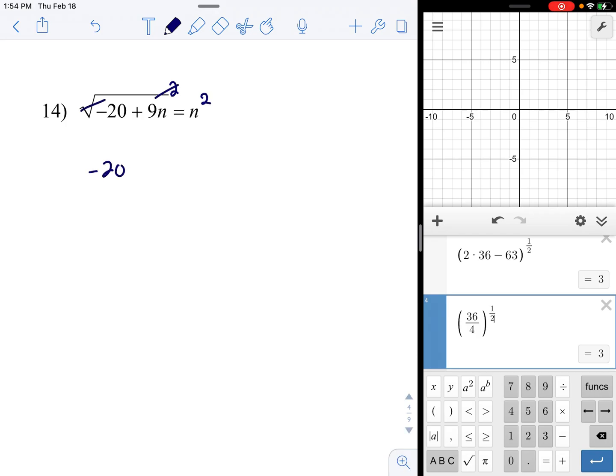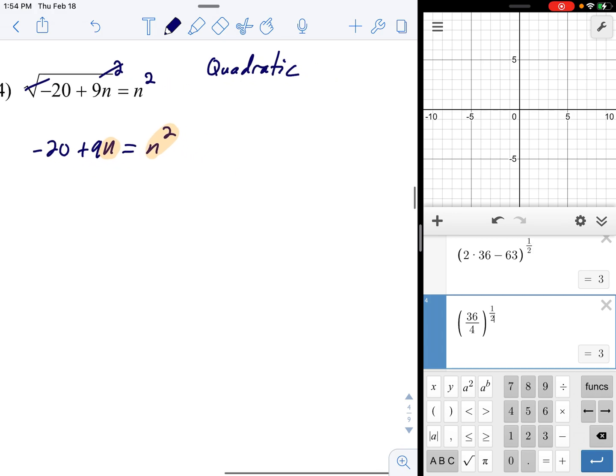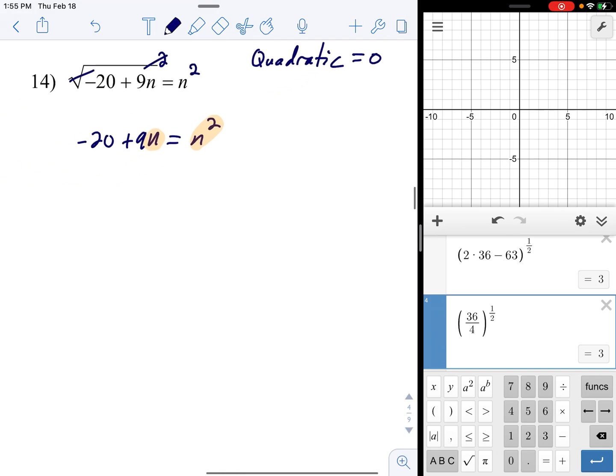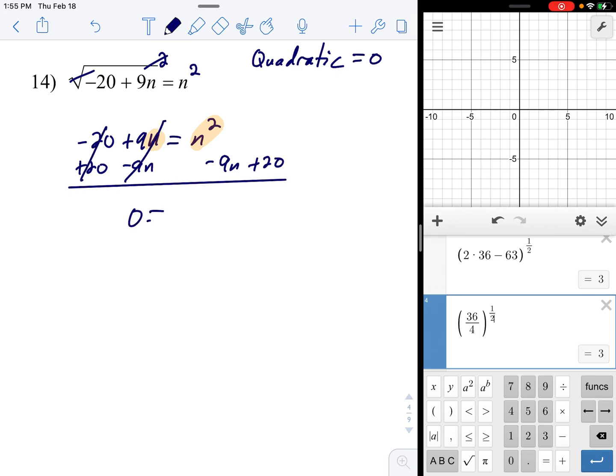I get negative 20 plus 9n equals n squared. Now we've got an equation with n and n squared in it. If you recall, this is called a quadratic. And we spent a lot of time learning how to solve quadratics. One thing is for sure, when you have a quadratic, you want one side to equal 0. So I'm going to go ahead and add 20 and minus 9n, add 20. And that's going to make this side just a 0. I'm going to have n squared minus 9n plus 20.